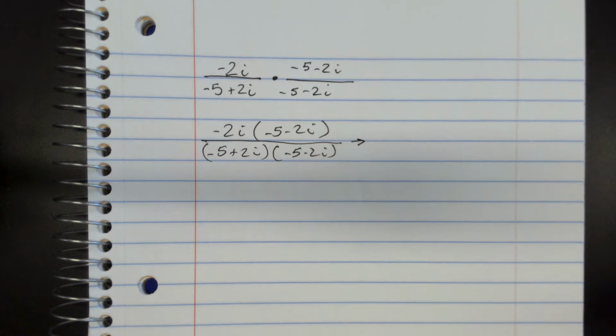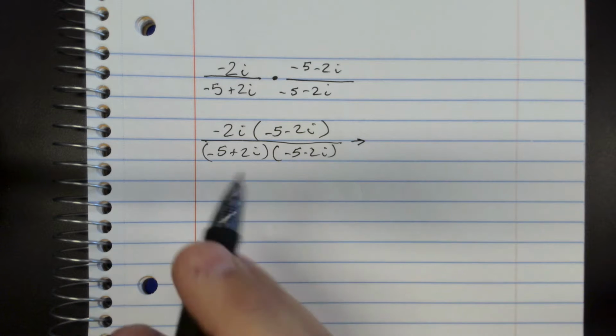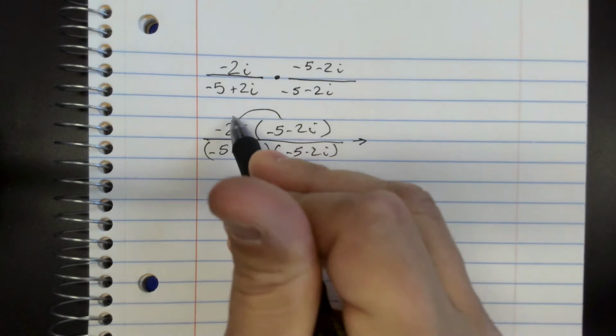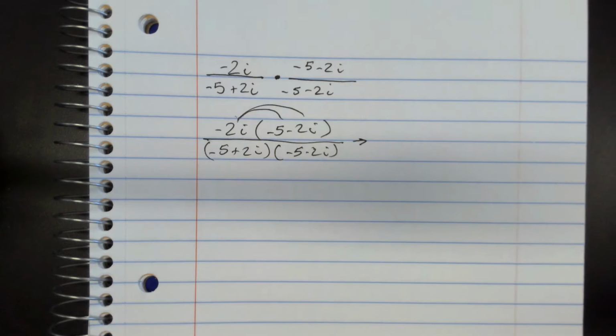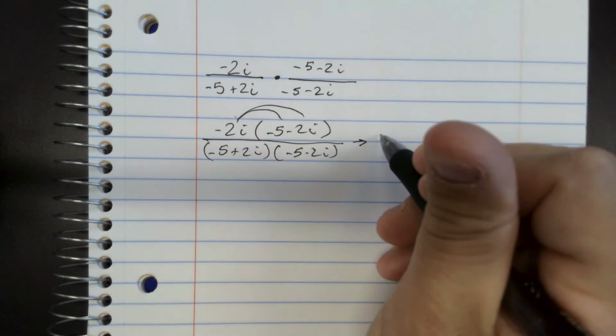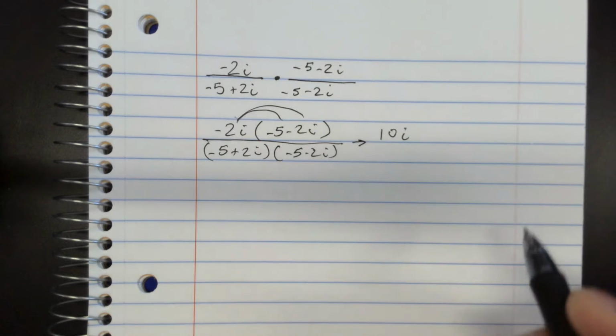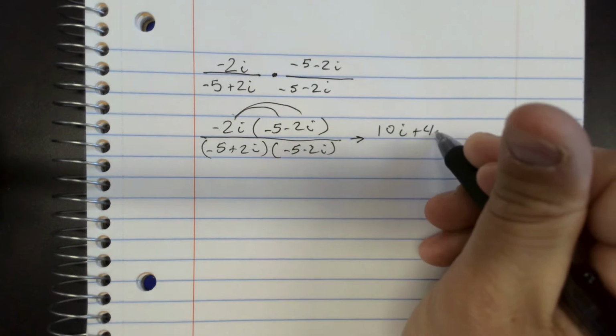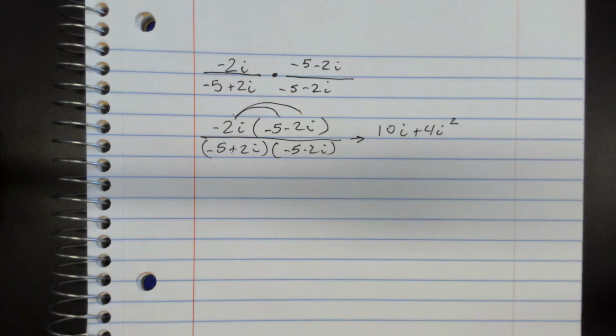Now, this will differ based upon the problem, but the way we know we're going to distribute is because we have a monomial times a binomial. So we're going to distribute the top. Negative 2i times the negative 5 is a positive 10i. Negative 2i times the negative 2i is a positive 4i squared.